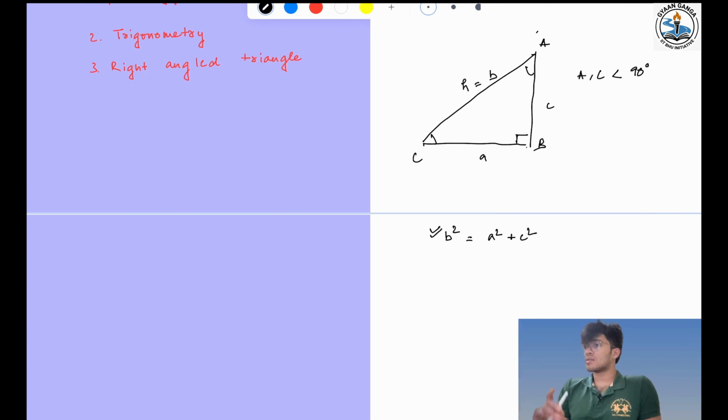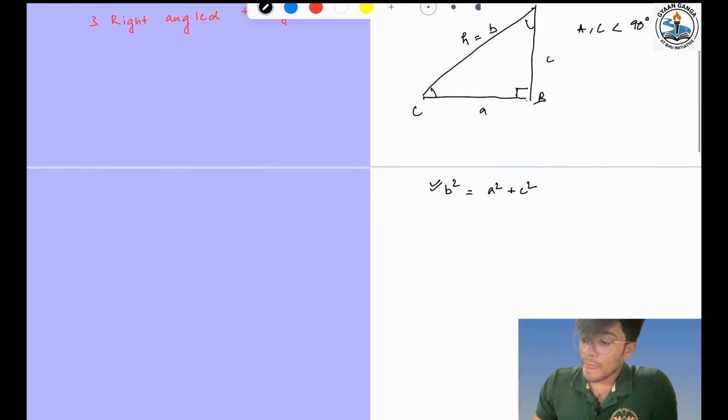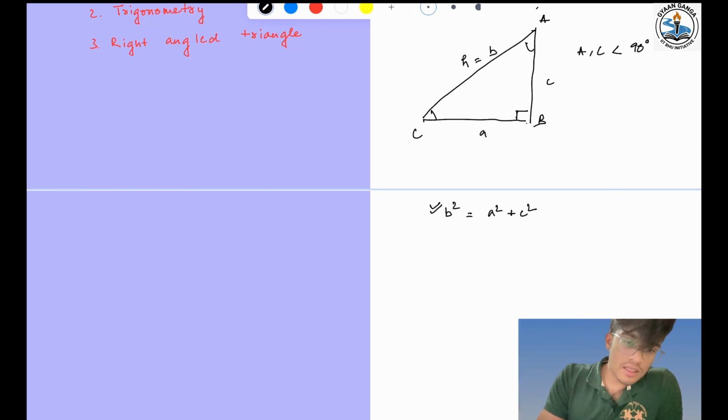It's always that the sum of the squares of the sides other than the hypotenuse gives us the square of the hypotenuse, right? Yes. So now we have discussed the Pythagorean identity. Now we can move forward.